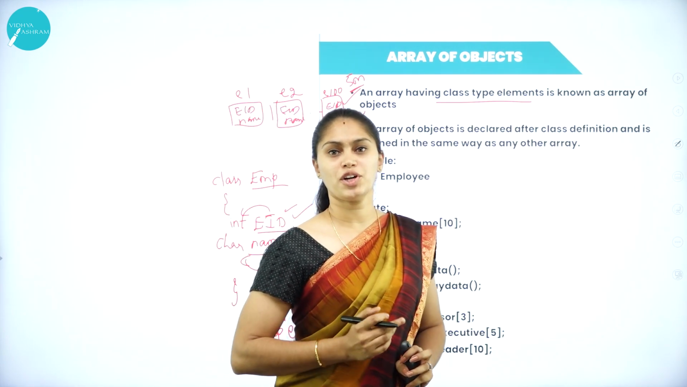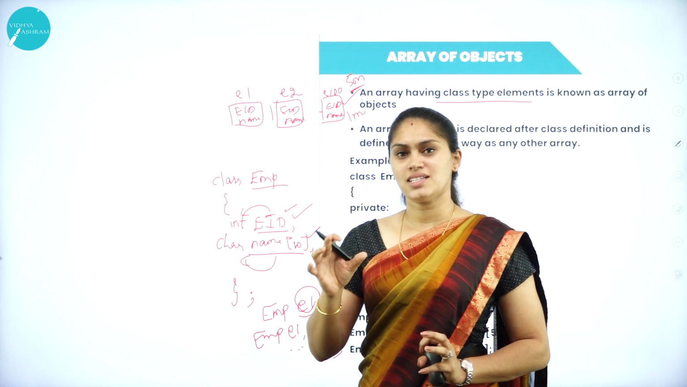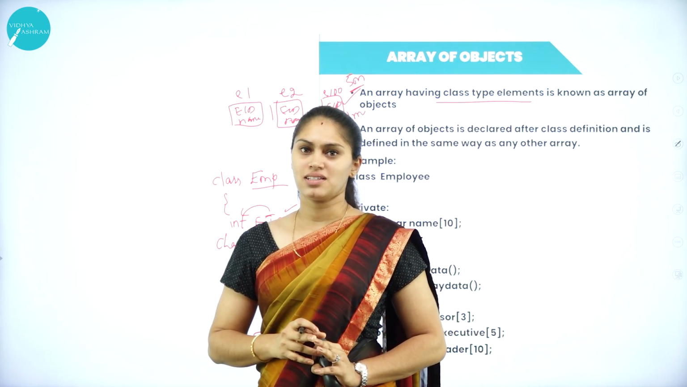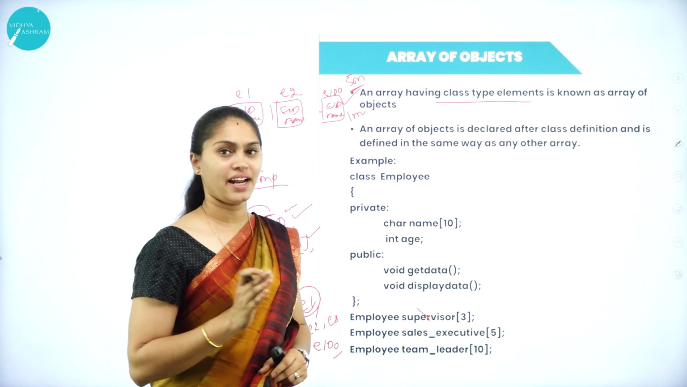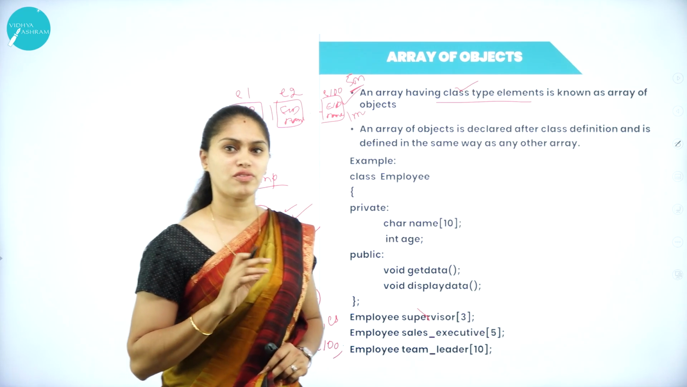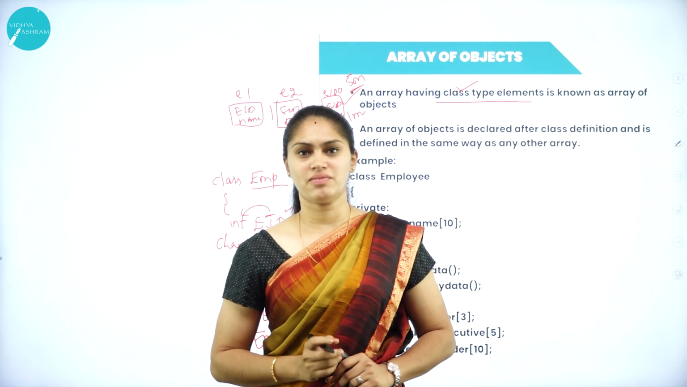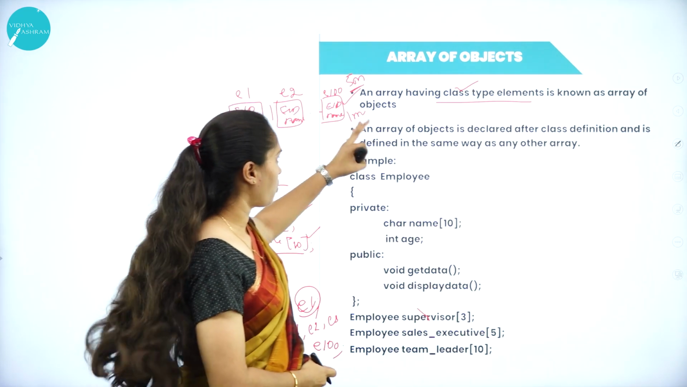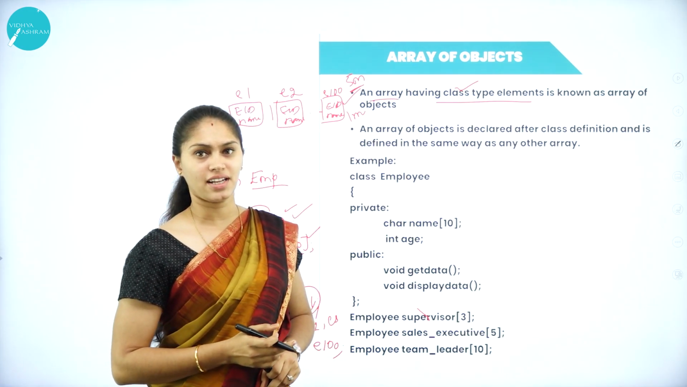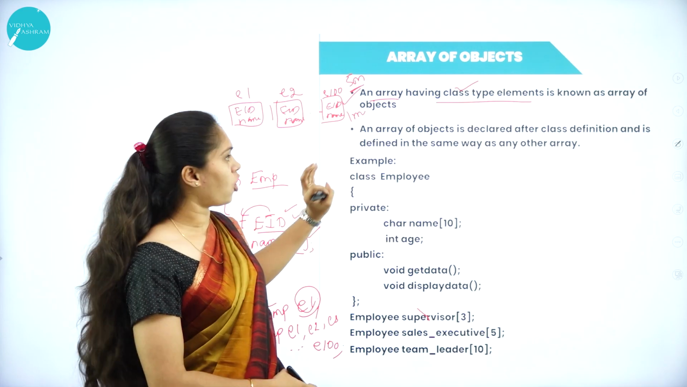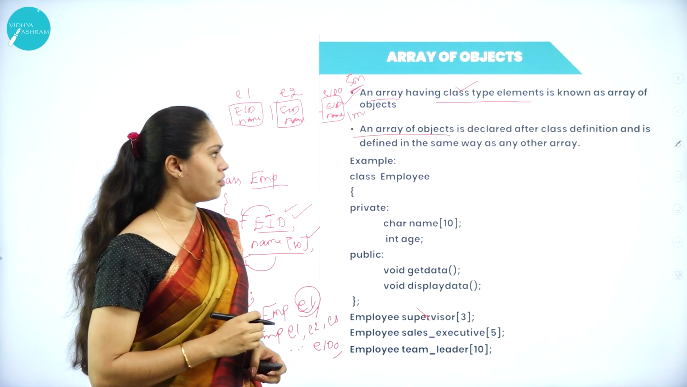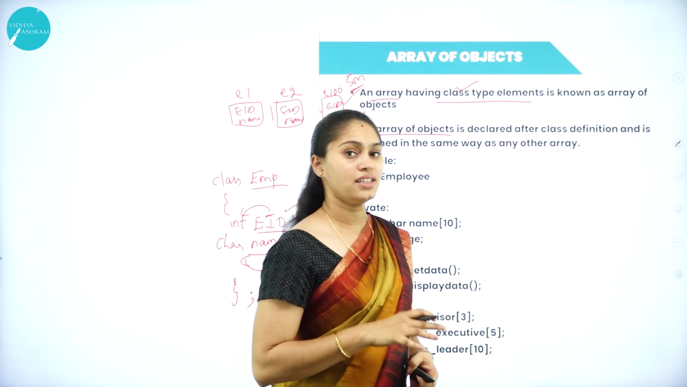So already you know what you mean by array. That consists of similar kinds of data or homogeneous elements, right? When an array has class type elements, that means the class consists of data members and member functions within it. So it is possible to use an array of class type elements. That is known as array of objects.